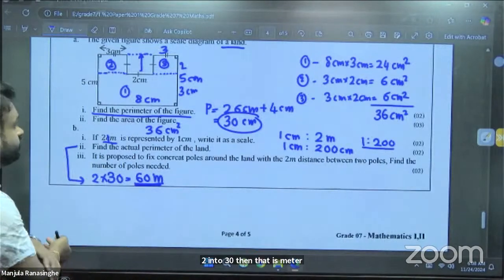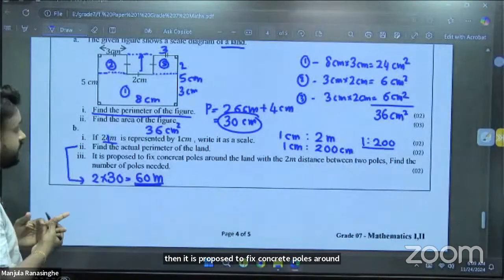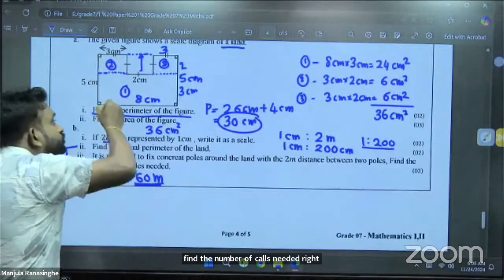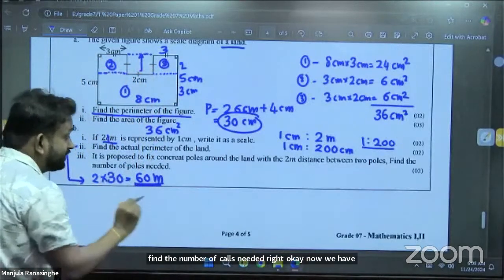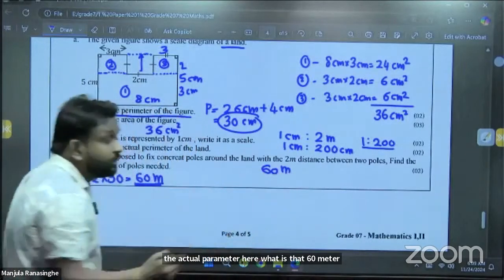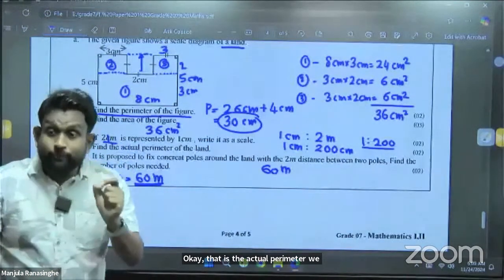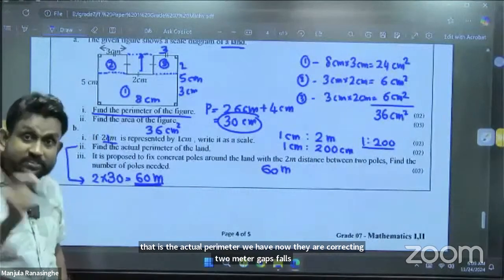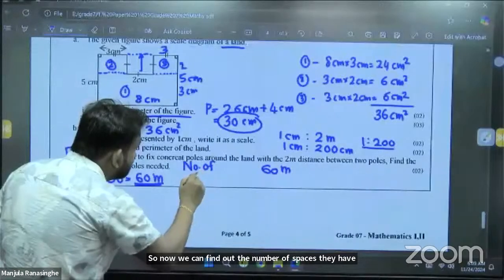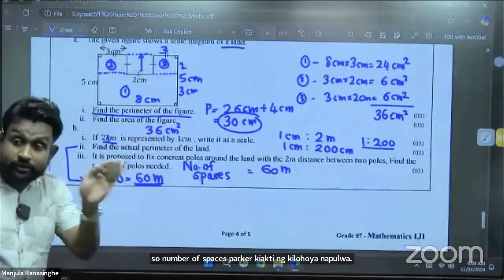Then it is proposed to fix concrete poles around the land with 2 meters distance between 2 poles. Find the number of poles needed. Now we have the actual perimeter here, 60 meters. Now they are erecting poles at 2 meter gaps, so we can find the number of spaces. The concrete poles are erected every 2 meters.